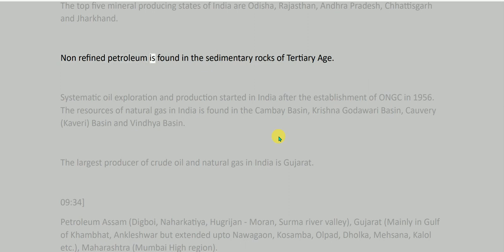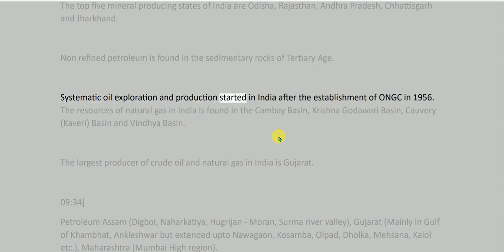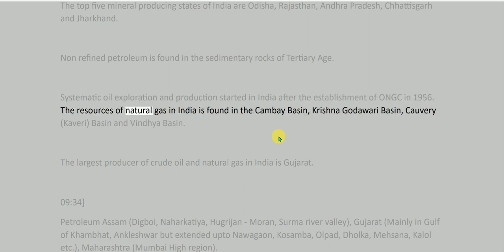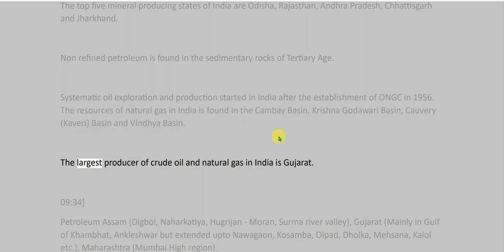Non-refined petroleum is found in the sedimentary rocks of Tertiary age. Systematic oil exploration and production started in India after the establishment of ONGC in 1956. The resources of natural gas in India is found in the Khambhat Basin, Krishna Godavari Basin, Kaveri Basin and Vindhya Basin. The largest producer of crude oil and natural gas in India is Gujarat.